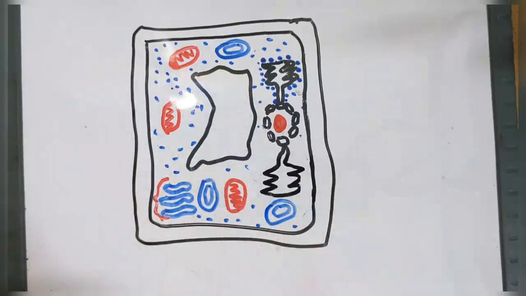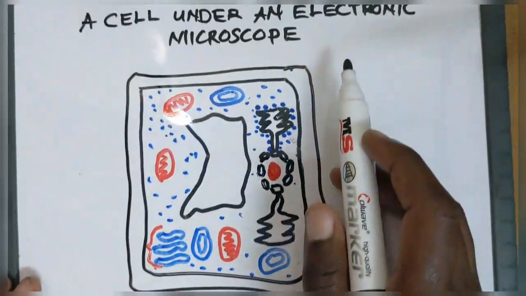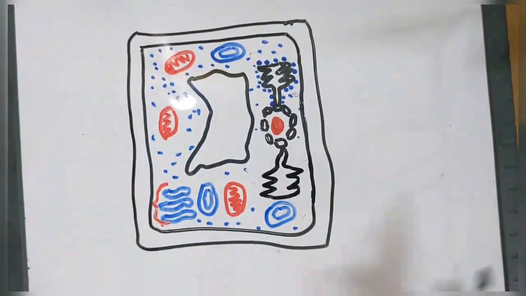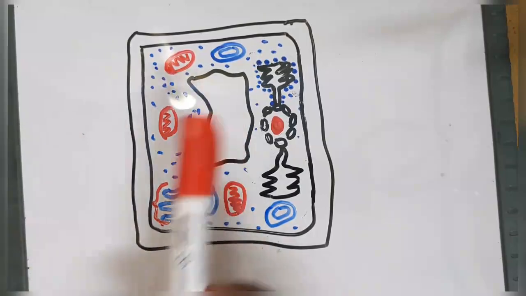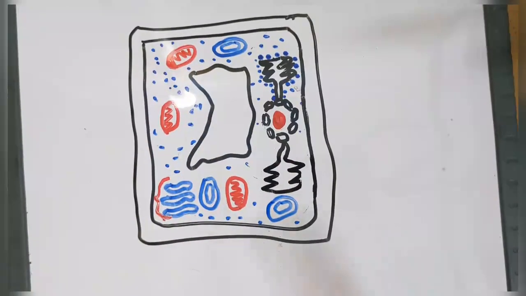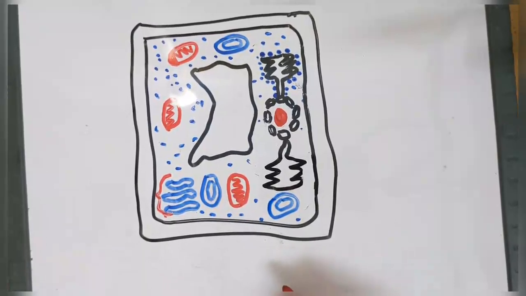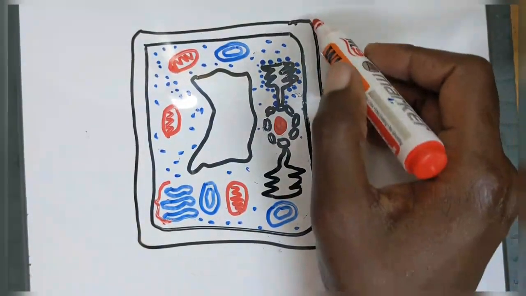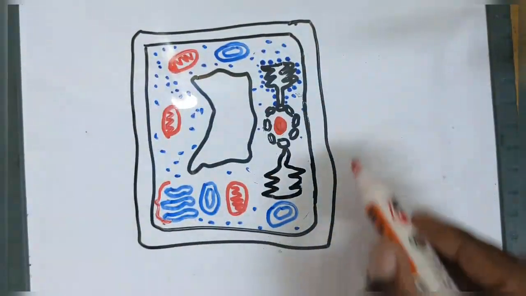So this is how it looks under an electron microscope. Now let's talk about these parts. You already know some of the other parts that I told you about in the last lesson. So these are the parts under an electron microscope.